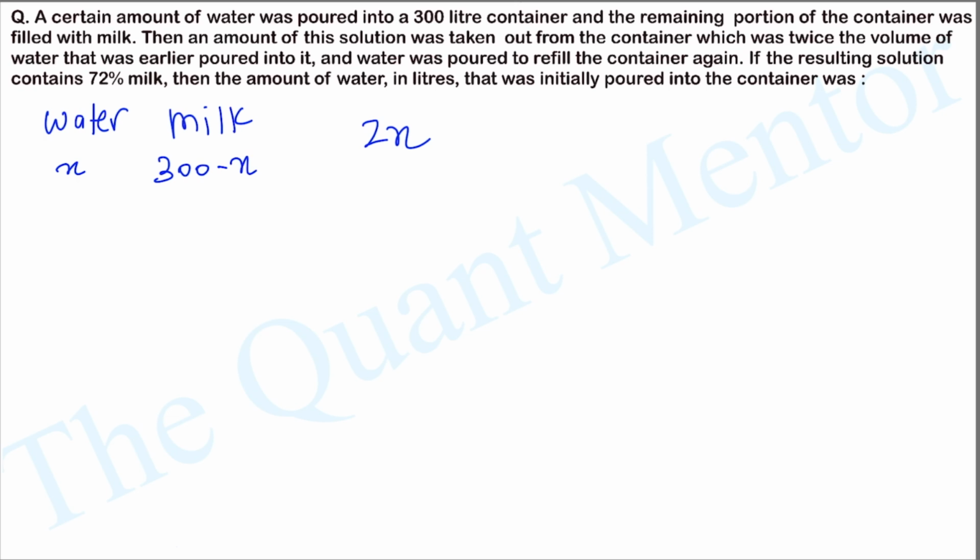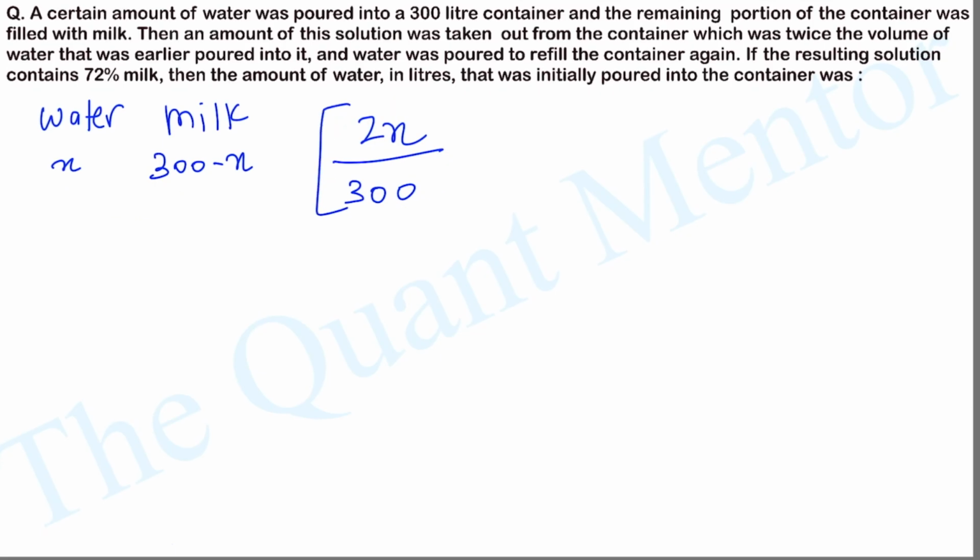Now we have studied this in the concept of dilution or wine left formula. Whatever is the fraction of solution removed, the components of the solutions are removed in that same fraction. So here, the solution removed is 2x out of total 300 liters. So both water and milk will be removed in the same proportion or in the same fraction. So we can observe that 2x upon 300th portion of both water and milk would be removed.